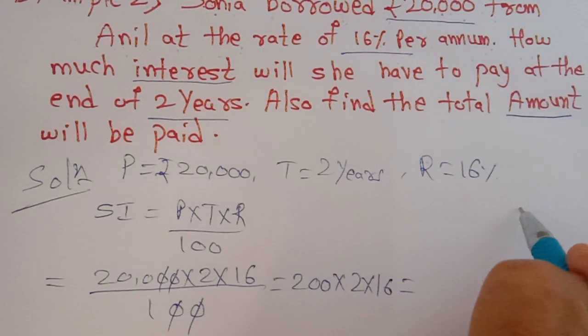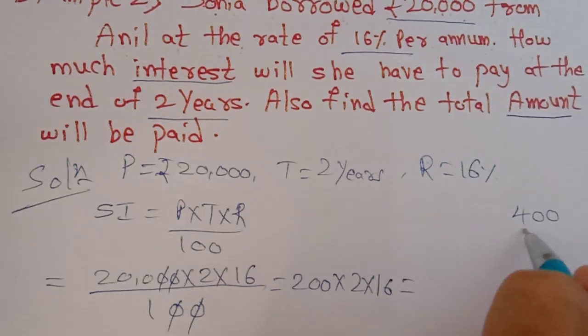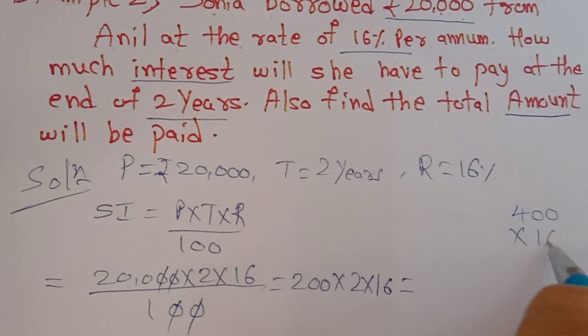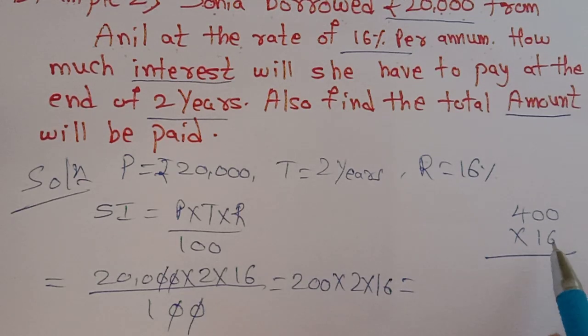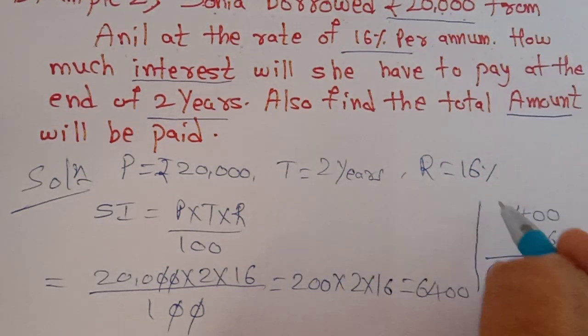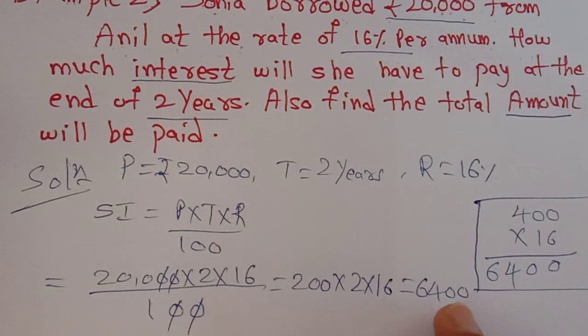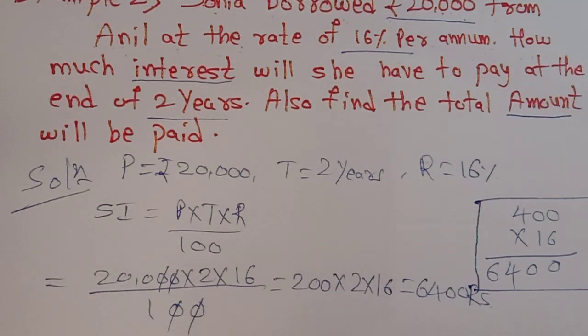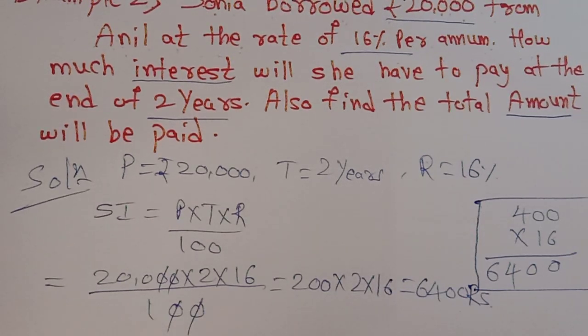So do rough work here. 400 into 16. So 16, I will take directly here. 16 zeros are 0. 16 zeros are 0. 16 fours are 64. So the answer is 6,400. So this is the rough work. Okay friends, 6,400 rupees. So we got here simple interest 6,400 rupees.